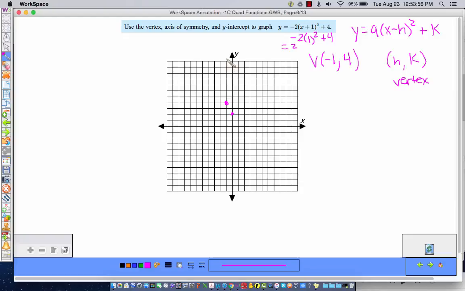This is my vertex, so I know that my axis of symmetry goes through it. The equation of the axis of symmetry is going to be x equals -1. By symmetry, since I have a point here, it's the same distance away from the axis of symmetry, and it opens downward, and I can get a nice, beautiful sketch. All right, let's see what's next.